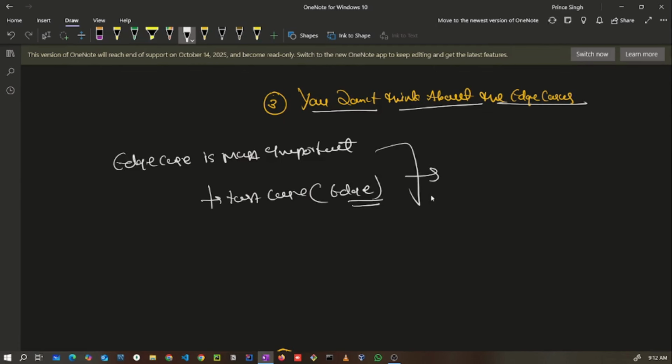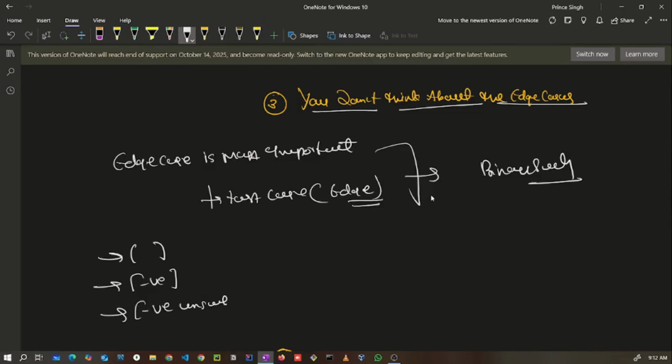For example, the best example: you are solving the binary search problem, but you never think about what if the array is empty, what if the entire array is negative, what if the entire array is negative but in unsorted format, right? If you are not thinking like that, then might be you have memorized the solution, right?